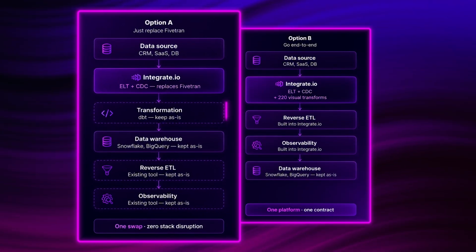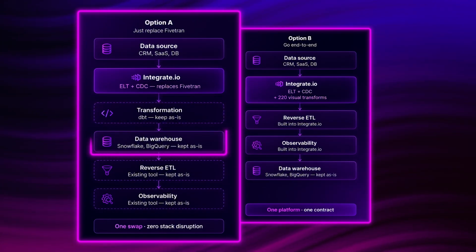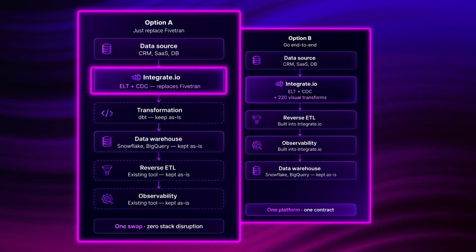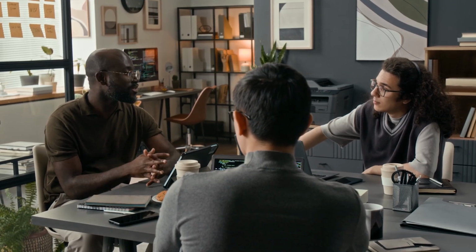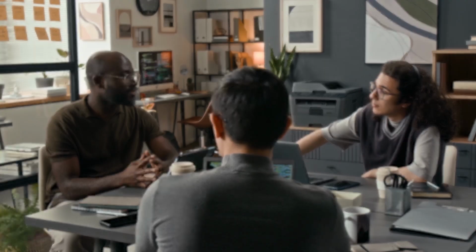They continue using DBT for transformations, keep the same warehouse, and simply replace Fivetran with Migrate.io's ELT and change data capture capabilities. In fact, that's a common migration path for teams that like their existing architecture but want more predictable pricing.